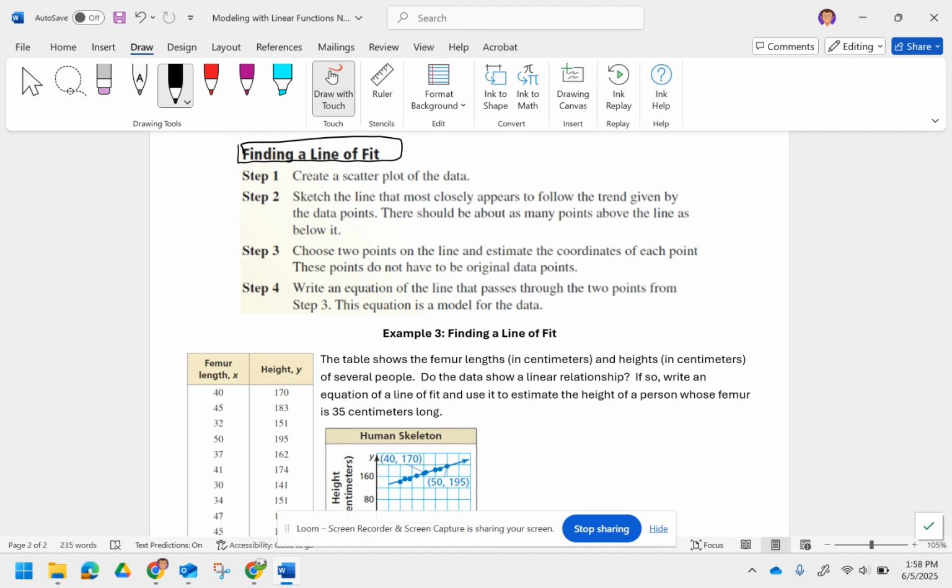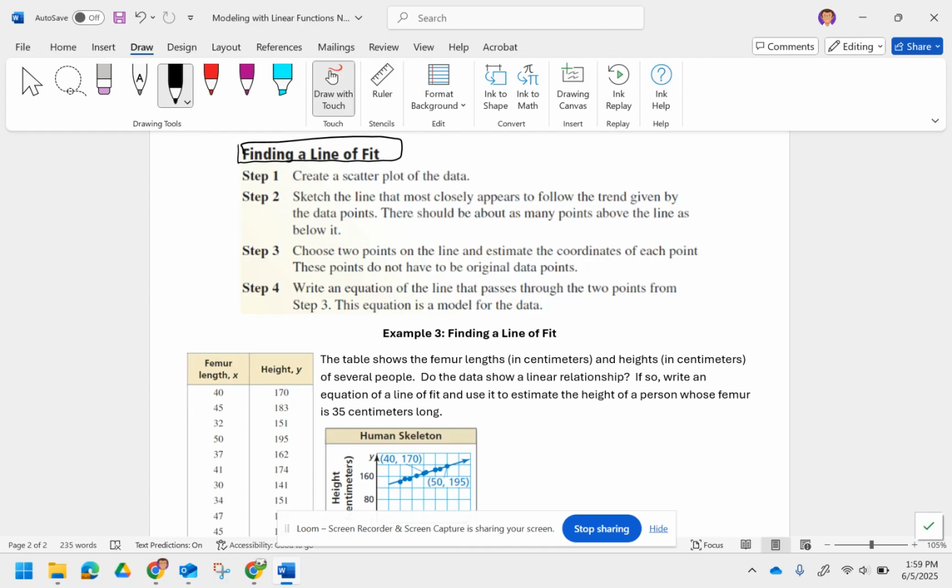First, you make a scatter plot of your data. Then you're going to sketch a line that most closely appears to follow the trend. A good way to figure out if you're following it pretty well is that you'll have about the same amount of points above and below the line, and they're going to be scattered about. We don't want all of the points below the line to be in the second half and all the points above the line to be in the first half. No, we want roughly the same amount above and below all throughout the line.